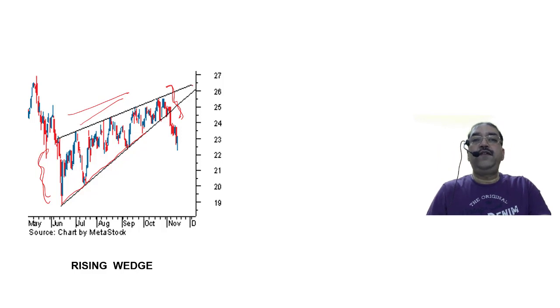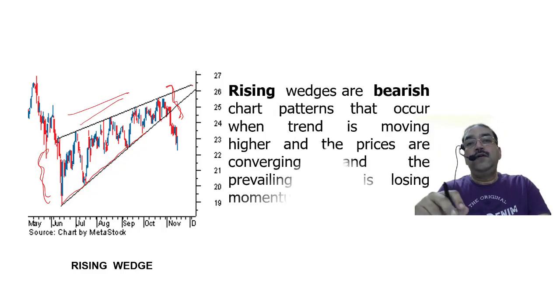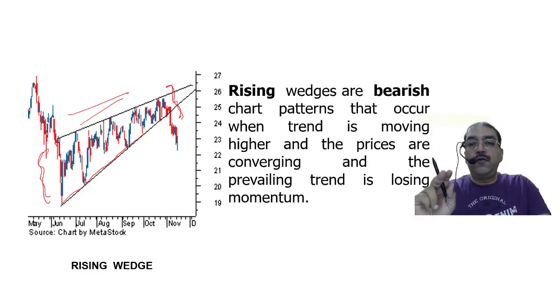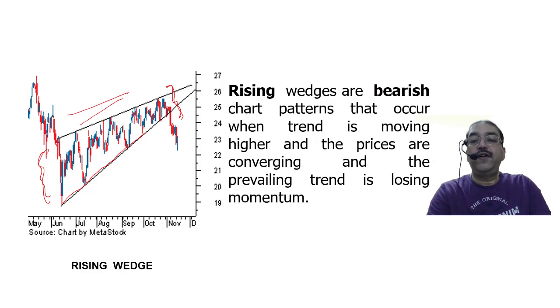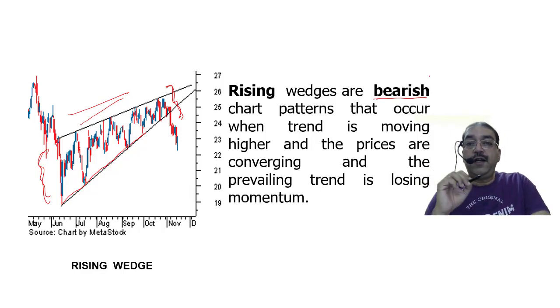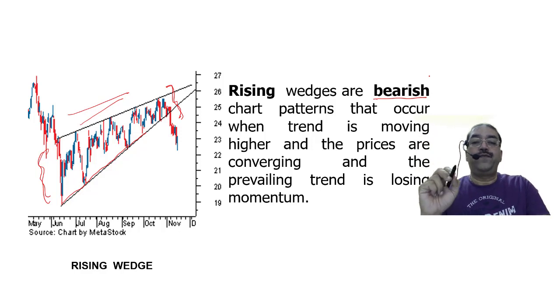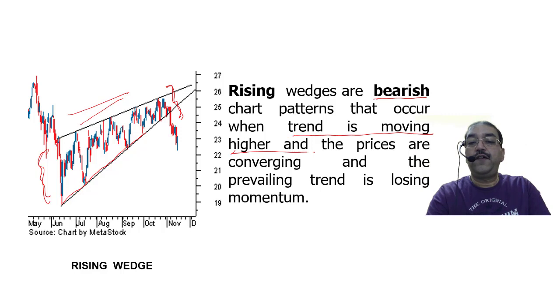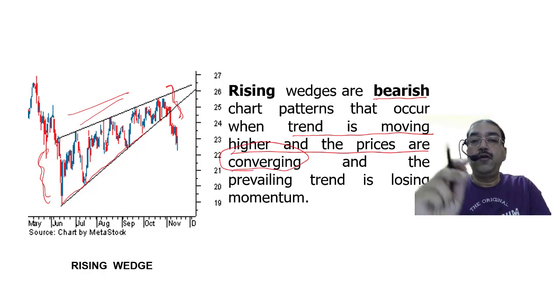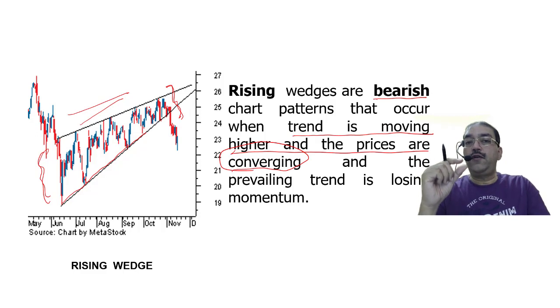Then it signifies that the increase is going to stop now, and it is going to have a downfall. So rising wedges are bearish. Normally students make this mistake. They feel that rising wedge means it is increasing. No, it is bearish. That occurs when the trend is moving higher and the prices are converging. That means they are coming closer and closer, narrowing the gap.